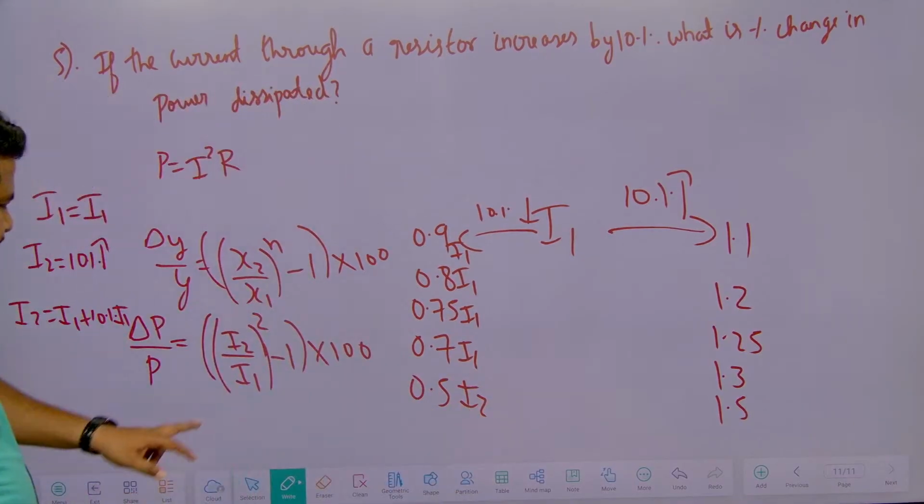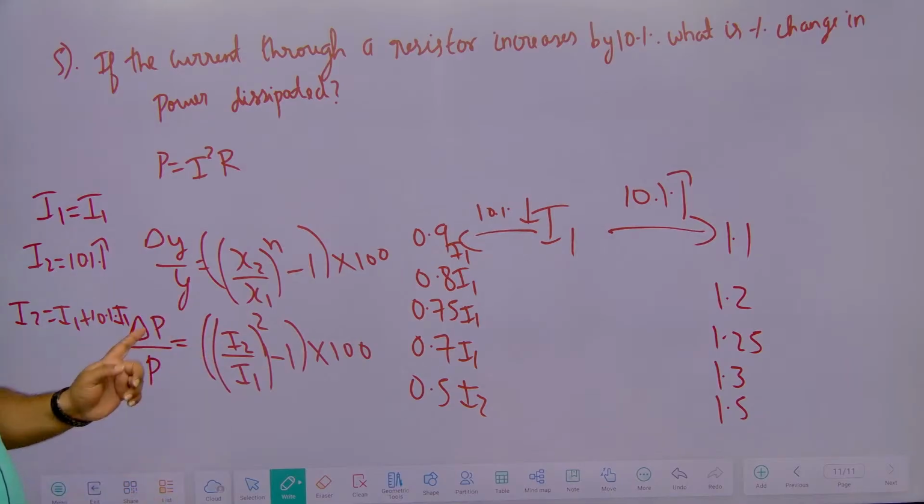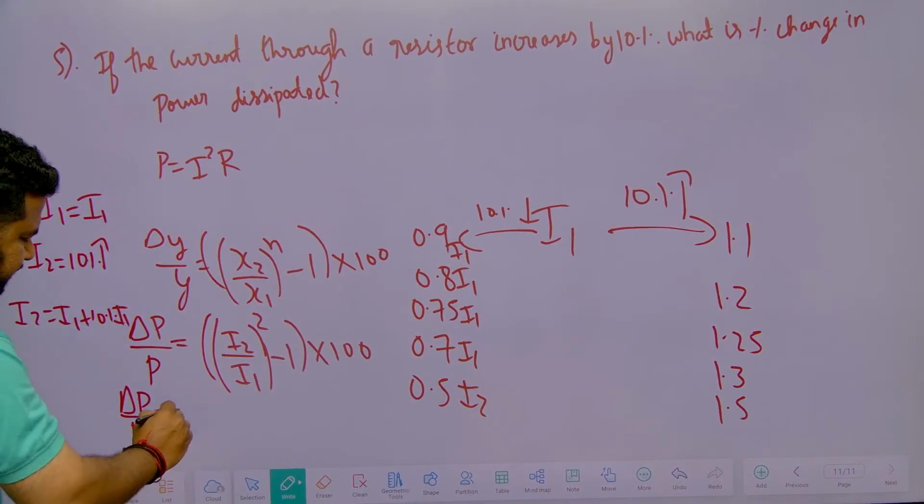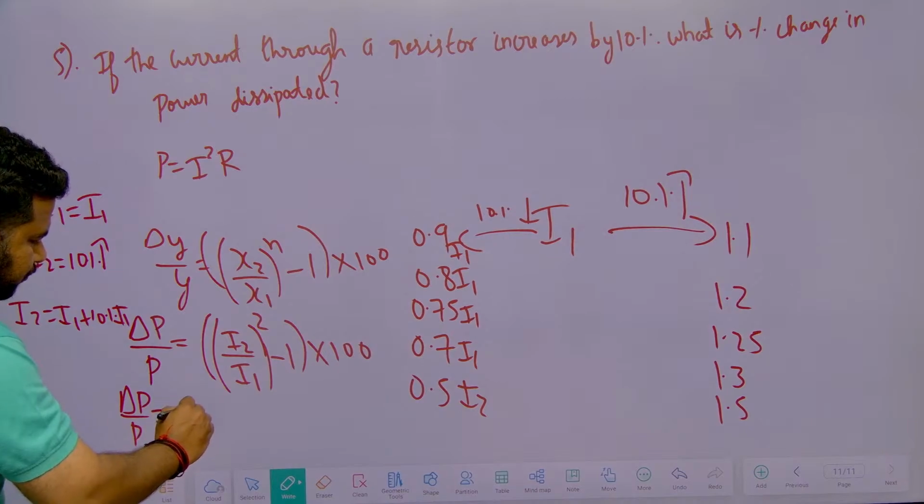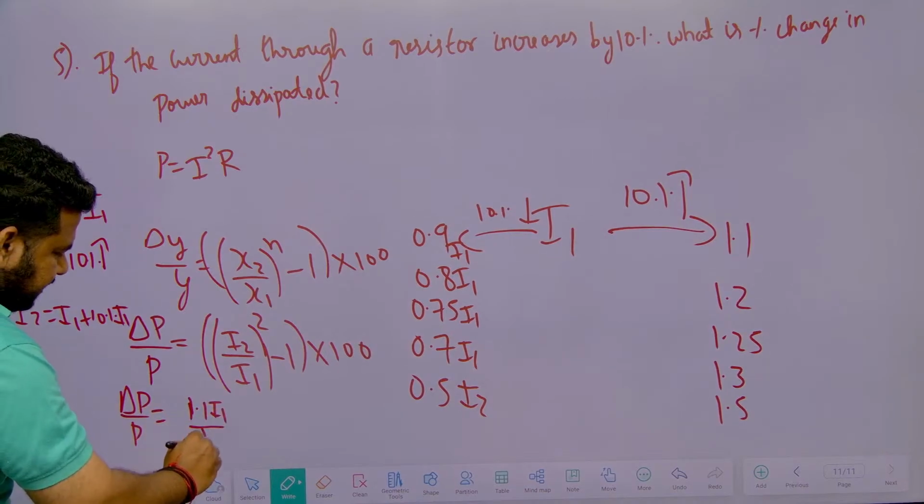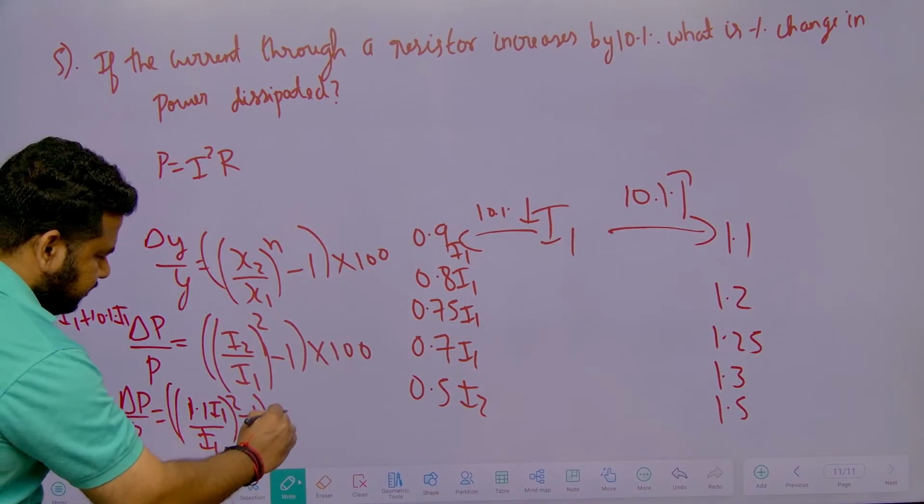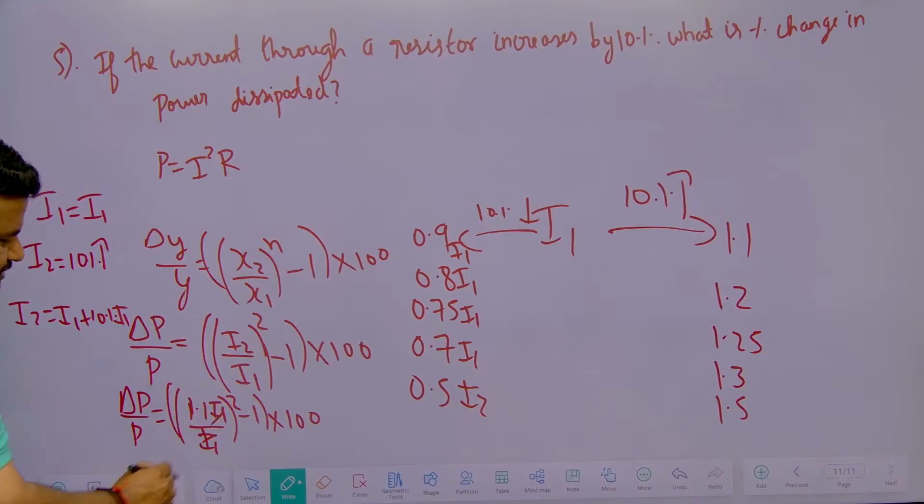Now what will I write? I1 is I1 only. I2 is 10% increase, so I will write 1.1 I1. Delta P by P will be equal to I2 by I1 whole square minus 1 into 100. I2 is 1.1 I1, divided by I1 to the power of 2. So I1 by I1 cancels. 1.1 whole square. 11 square is 121.